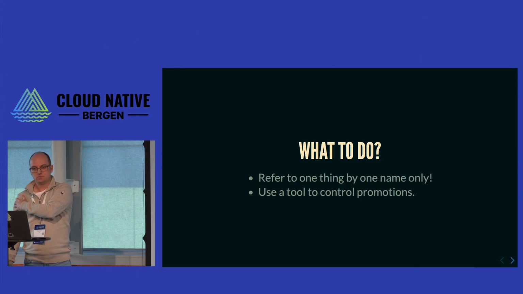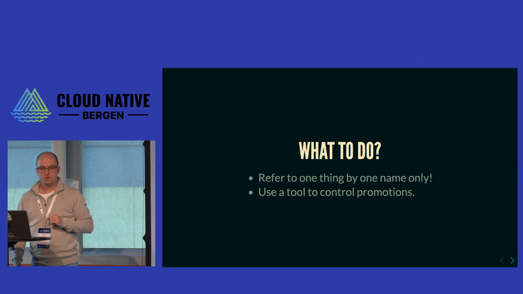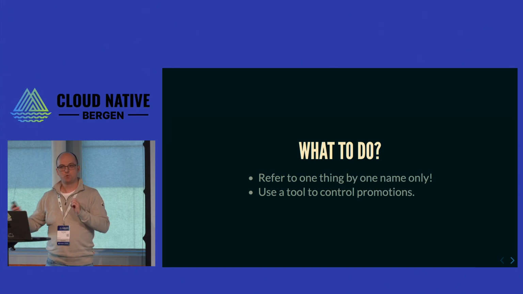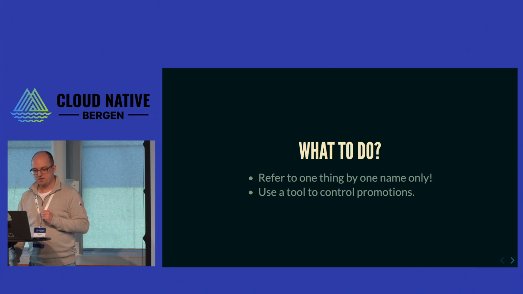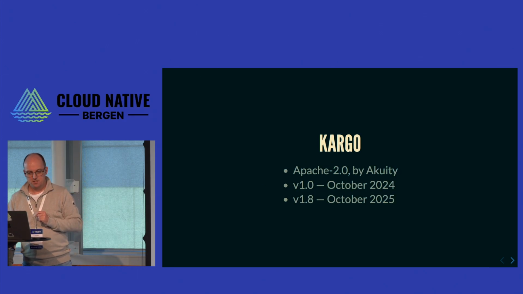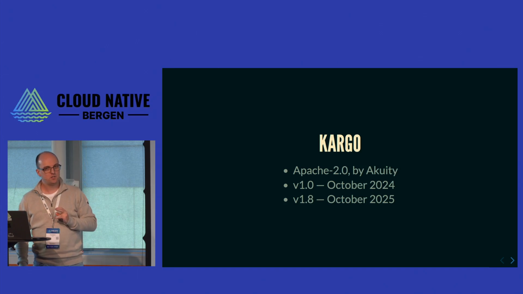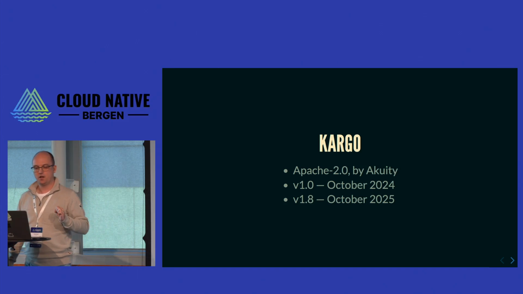Well, have fewer tags. Refer to one thing by one name and one name only. And then use a different tool to actually manually promote between environments. And the tool we've tested this year is called Kargo. It's an open source tool by Akuity. Akuity was founded by some of the guys that started Argo.